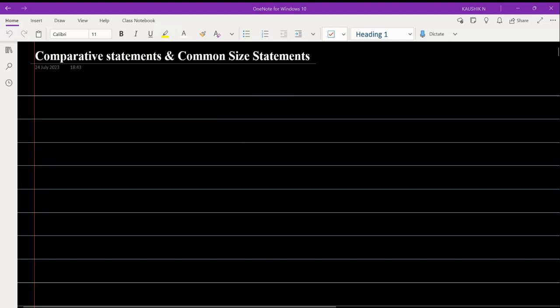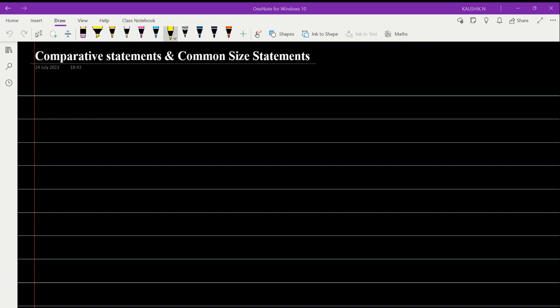Yes. So the topic we are going to see today is a chapter called Comparative Statements and Common Size Statements. Now, what are we going to compare? The word itself says it is something called comparative statements. So we are just going to compare some of our financial statements. Here the statement we are referring to is financial statements.